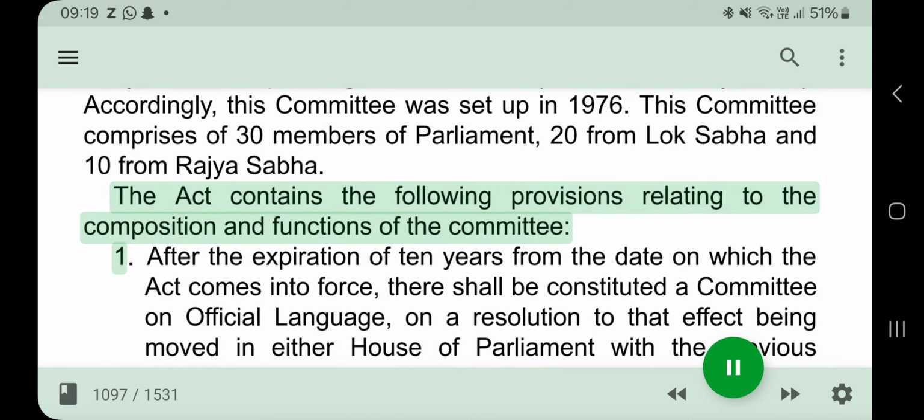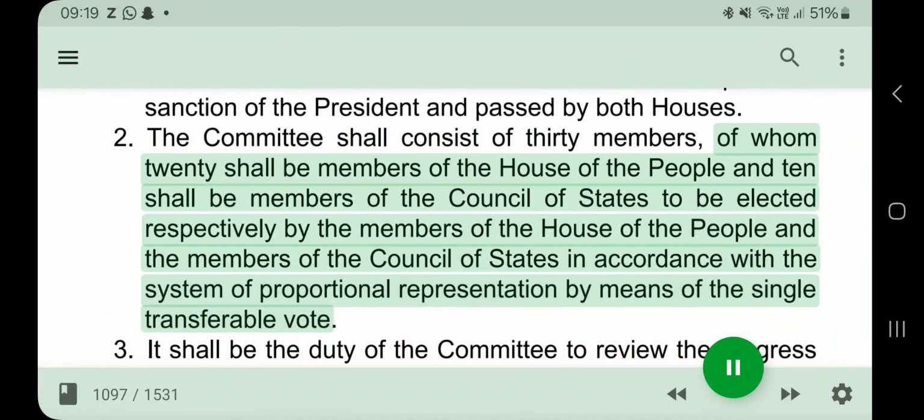2. The committee shall consist of 30 members, of whom 20 shall be members of the House of the People and 10 shall be members of the Council of States, to be elected respectively by the members of the House of the People and the members of the Council of States in accordance with the system of proportional representation by means of the single transferable vote.